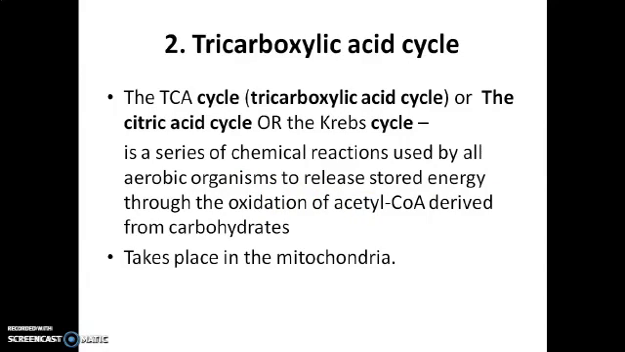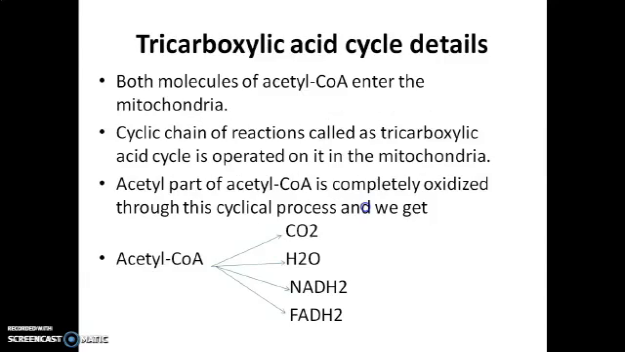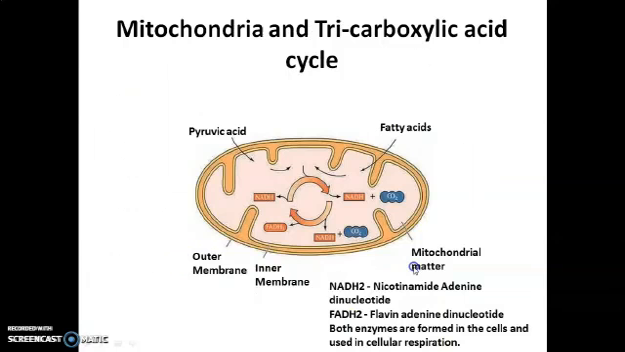Now this also takes place in the case of mitochondria. What happens in this cycle in detail is that both molecules of acetyl-CoA enter the mitochondria. Then, as I told you, it's a cyclic chain that operates in the mitochondria. And what is exactly happening here is that the acetyl part of acetyl-CoA is completely oxidized and we get these various products, that is carbon dioxide, water, NADH2 and FADH2.